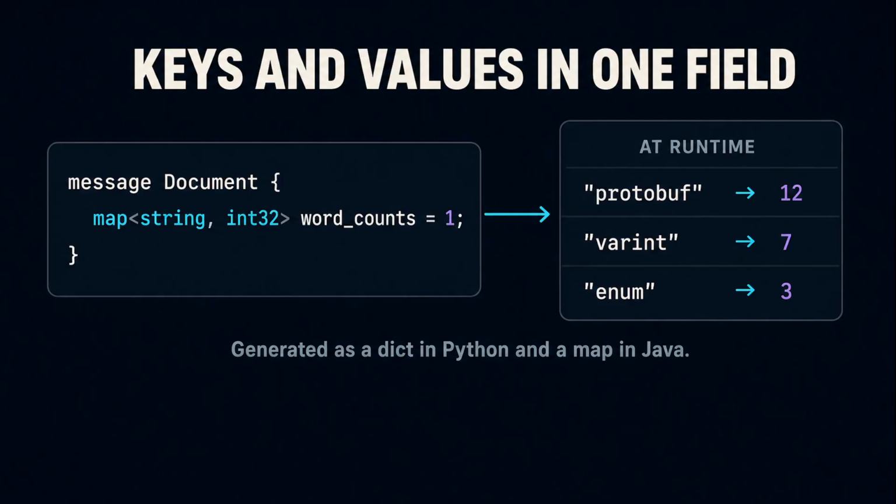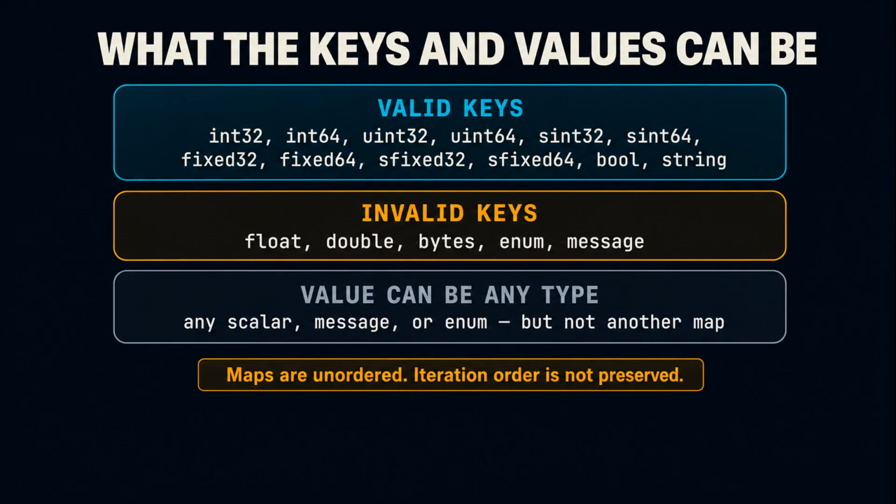The fourth feature is the map. You declare it as map, angle bracket, key type, comma, value type, angle bracket, then the field name and number. So map, angle bracket, string, comma, int32, angle bracket, word underscore counts equals 1 defines a mapping from strings to 32-bit integers. The generated code exposes it as a dict in Python and a map accessor in Java. Key plus value plus field name plus field number. Familiar shape, new keyword.